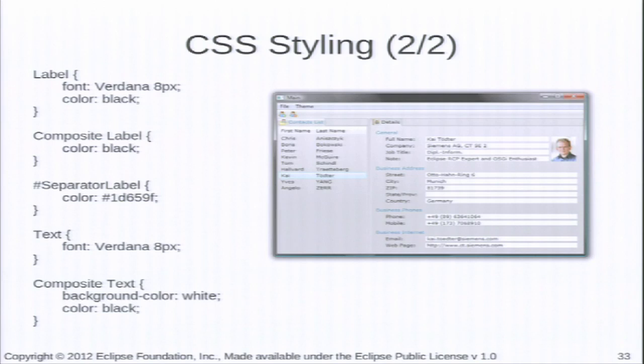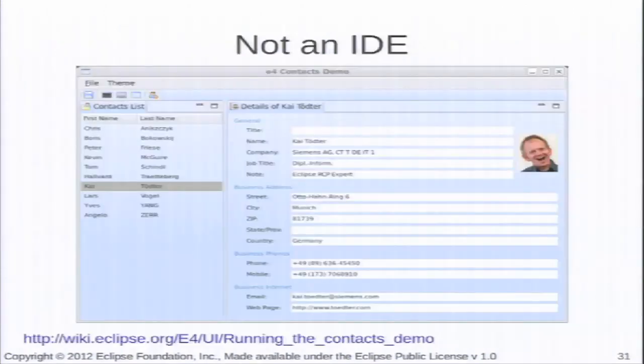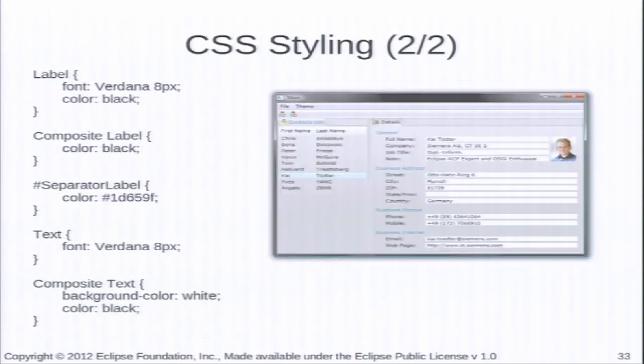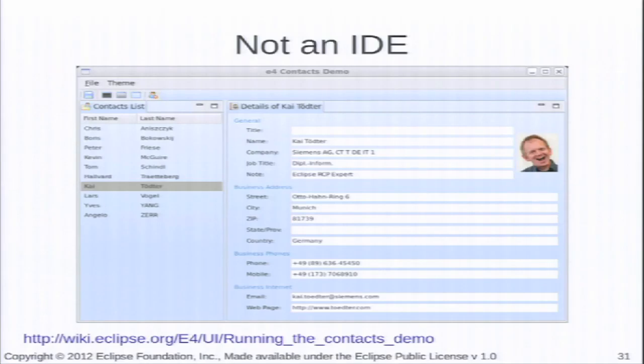Another slightly different example. I've changed around a few of the colors and things to get a slightly different look. It's exactly the same code, just with a different CSS. Changes the appearance of the application. This example, did I provide a link? Yeah, there's an example, link to the example here in the wiki.eclipse.org if you're curious. It can change its theme on the fly.